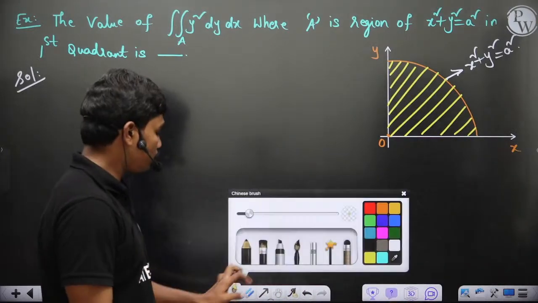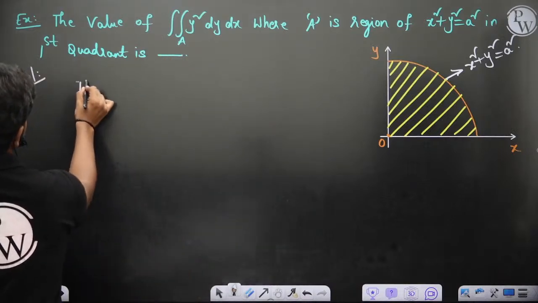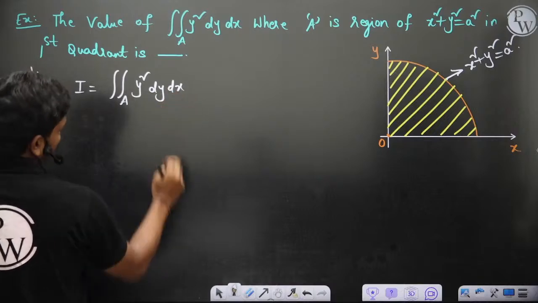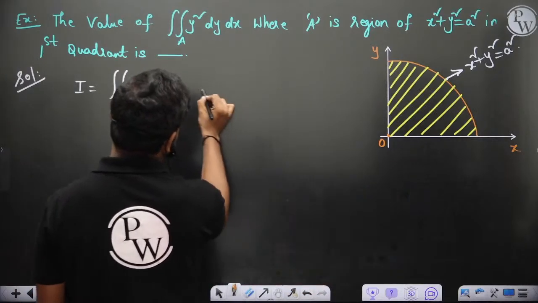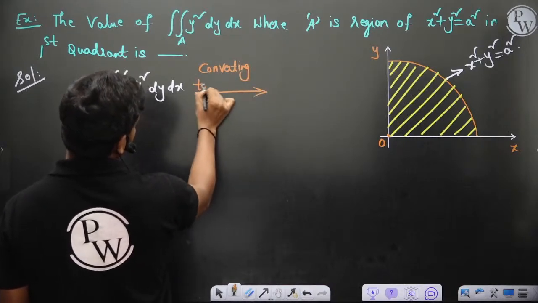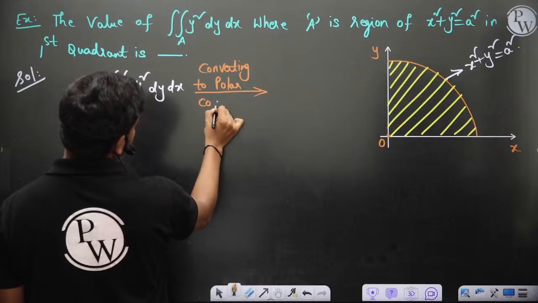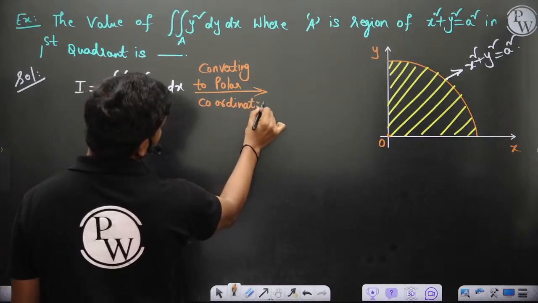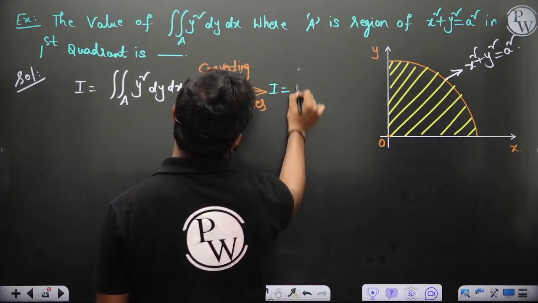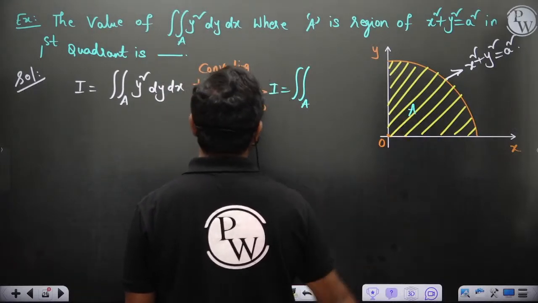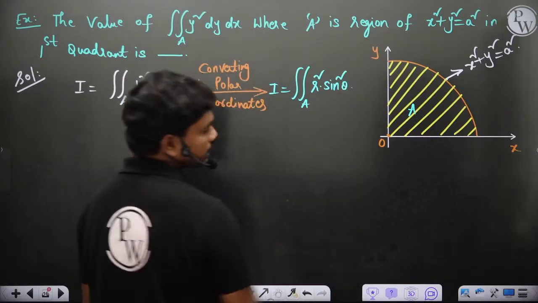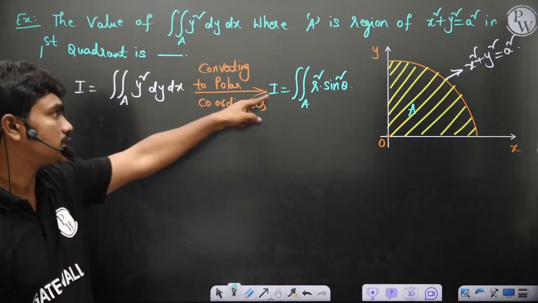Now in this region, if you want to calculate the integral I equal to the integral over A of y square dy dx, we convert to polar coordinates. At any point, x equal to r cos theta, y equal to r sin theta. So I is the integral over the region A, and y square is actually r square sin square theta, because x equal to r cos theta and y equal to r sin theta.